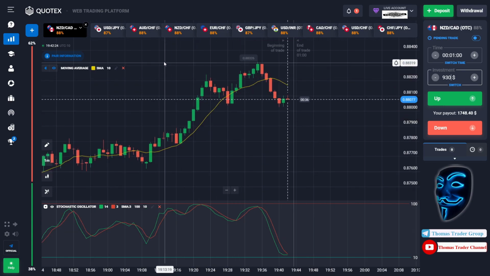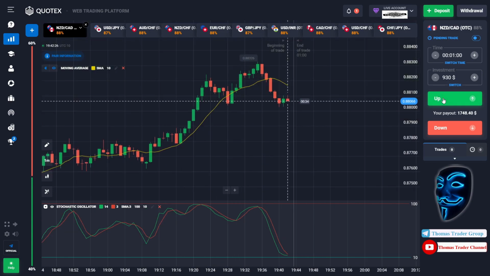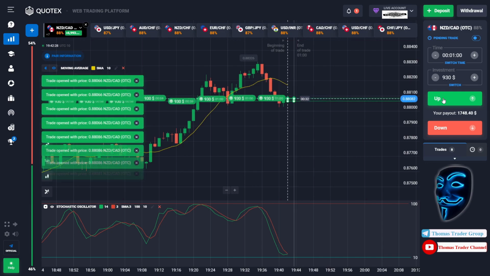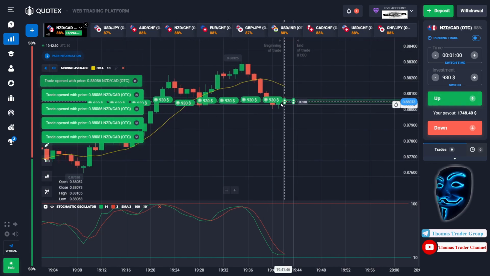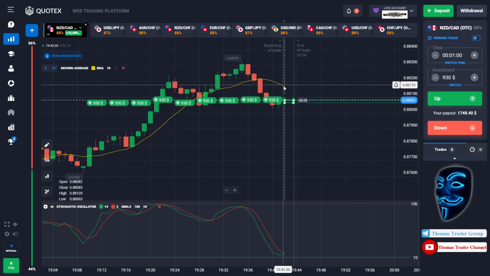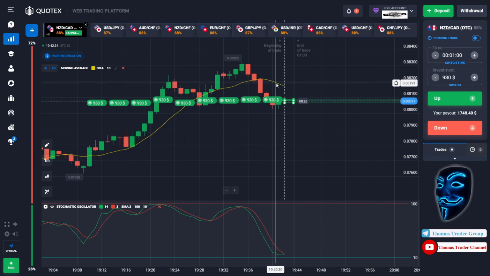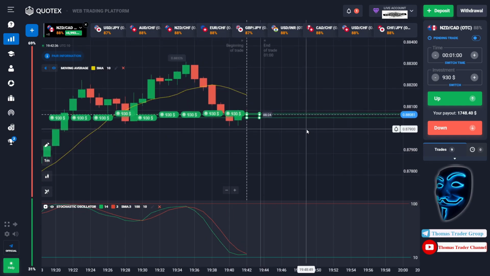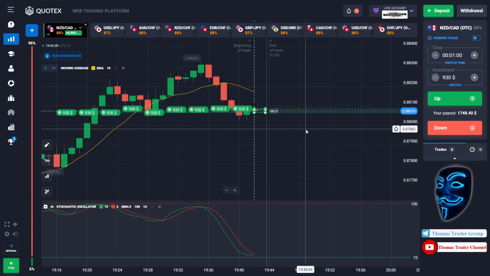And over here we still can open buy for 1 minute, because I'm sure that the market will still continue the correction to the moving average line and to the resistance area over here before it continues the bearish trend. Let's prove it and let's wait till the end of our trade.